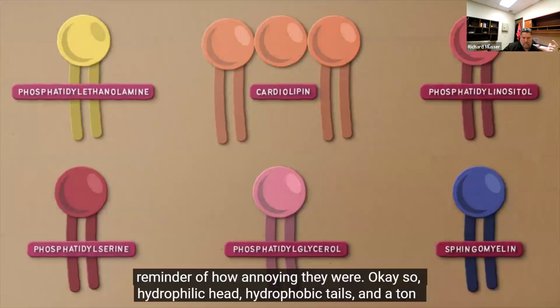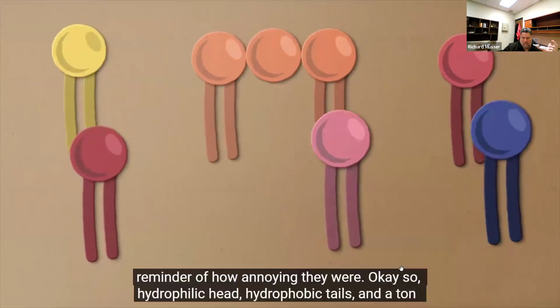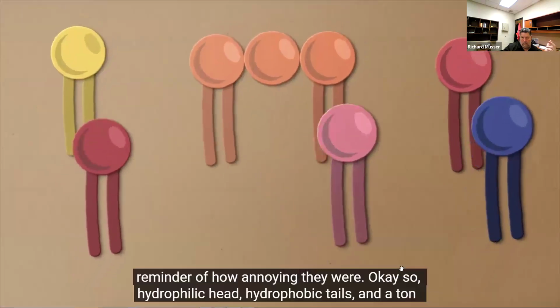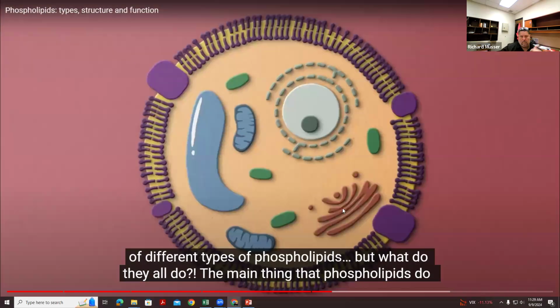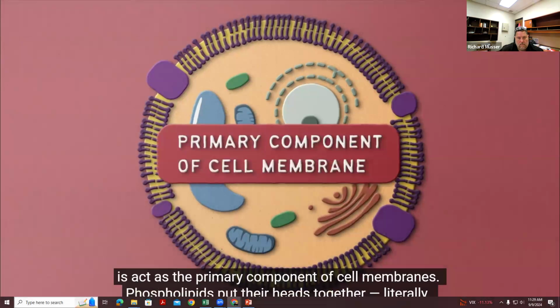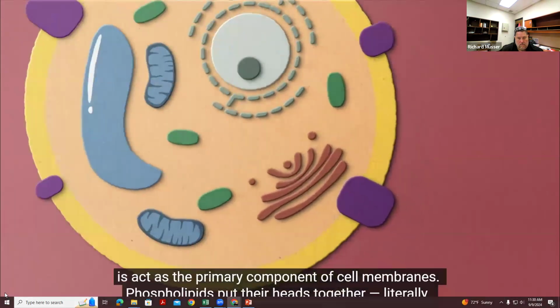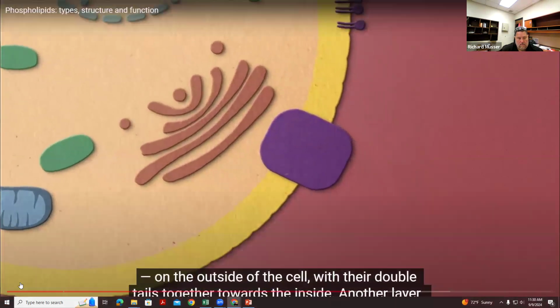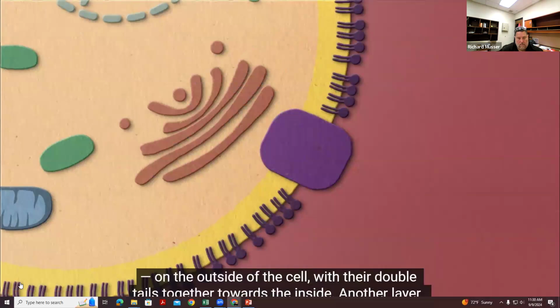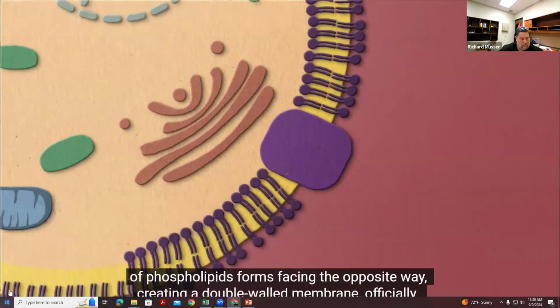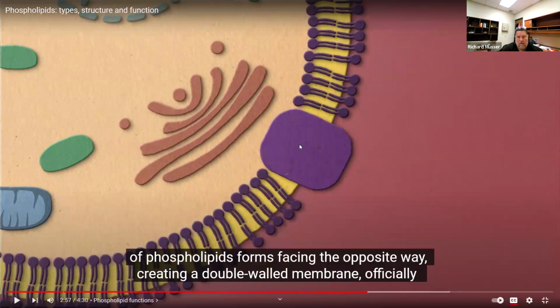Okay, so hydrophilic head, hydrophobic tails, and a ton of different types of phospholipids. But what do they all do? The main thing that phospholipids do is act as a primary component of cell membranes. Phospholipids put their heads together literally on the outside of the cell with their double tails together towards the inside. Another layer of phospholipids forms facing the opposite way. So remember, this is the water-loving side, and then this is the fatty acid tails.